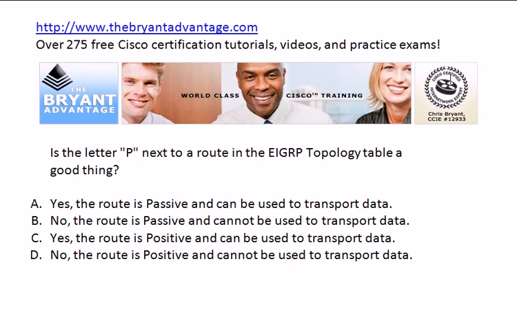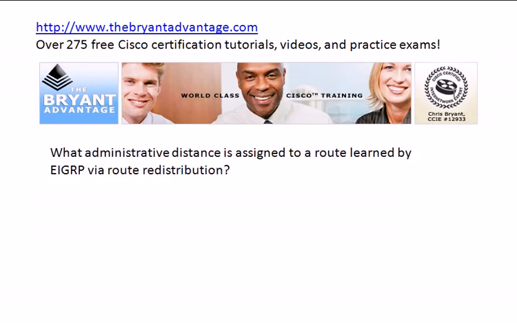Final question, is the letter P next to a route in the EIGRP topology table a good thing? Does it mean passive? Does it mean positive? Is it good? Is it bad? Very important detail here. Alright, let's head out to the questions again and we'll go over the answers.